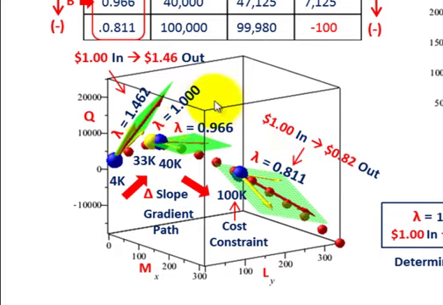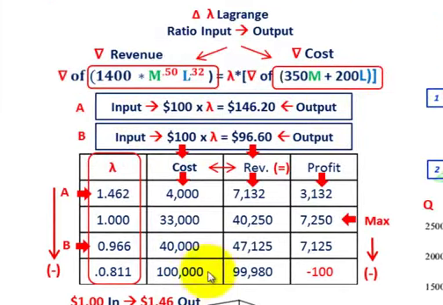Okay, so you see the pattern that's going on here. If we go back up here, at these two different points, A and B, the Lagrangian at A is 1.462. We're just saying, if we put in $100, we take that times the Lagrangian multiplier of 1.462, and we're going to get an output of $146.20. So you see that's how the multiplier works.